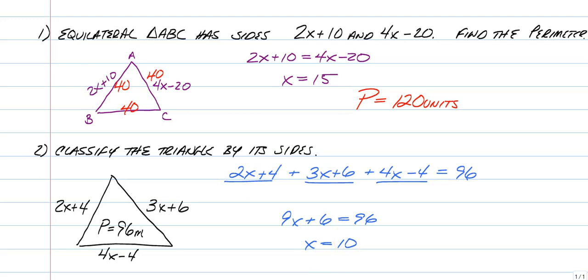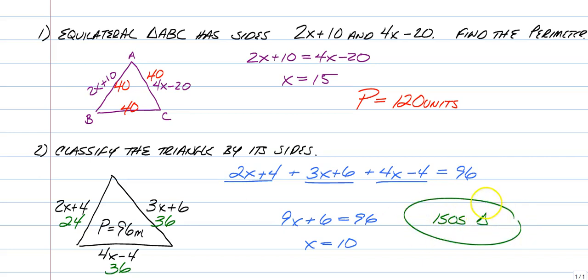Now once you get the 10, we have to substitute it back in and find the length of each side to classify it. Substitute it in here, we get 36. Substitute in here, we get 24. Substitute in here, we get 36. And we see that it has two congruent sides. So this is an isosceles triangle.